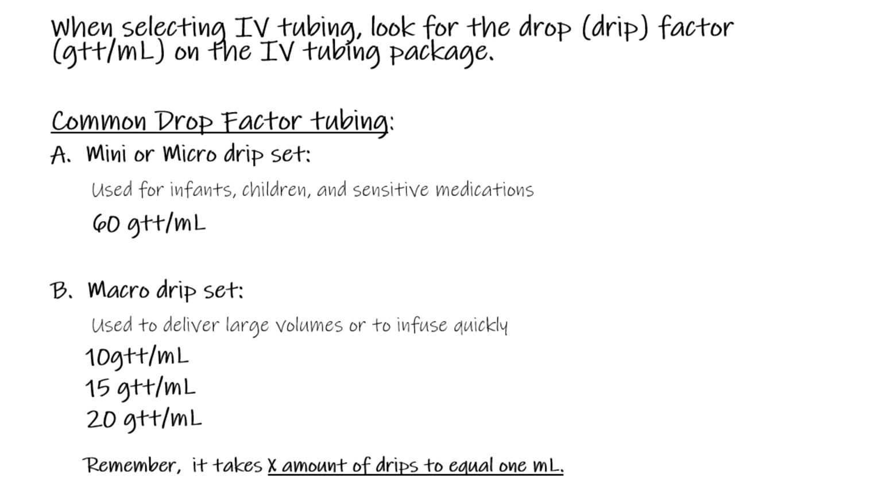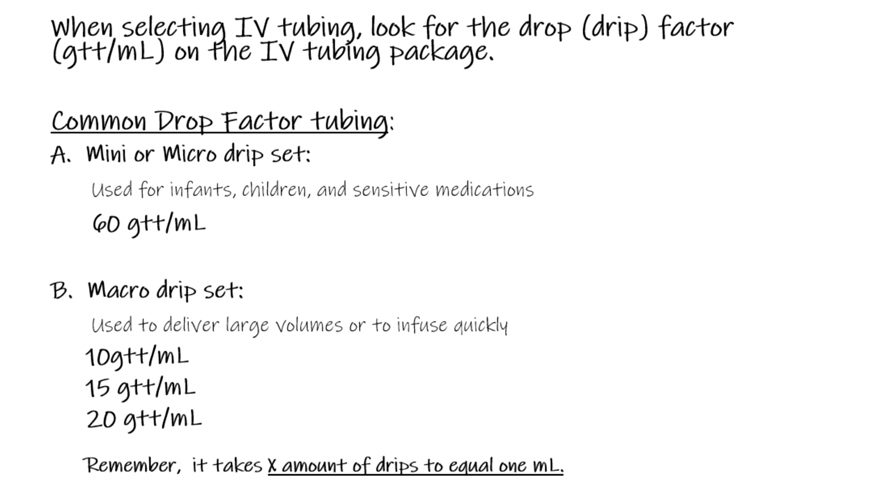So the first thing you're going to do is pick your IV tubing, and when selecting it, you need to look for the drop factor on the IV tubing package. The common drop factor tubing is the mini or micro drip set. They're used for infants, children, and sensitive medications, at 60 drops per milliliter. And then there's the macro drip set, used to deliver large volumes or to infuse quickly. You'll see they'll be either 10, 15, or 20 drops per milliliter.